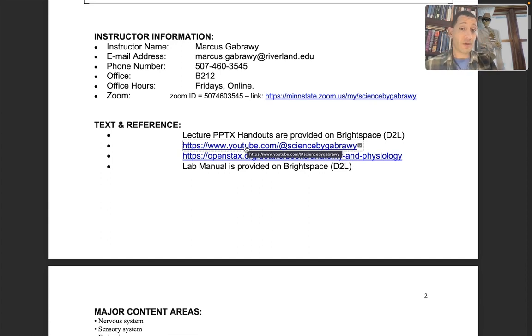Now you want to print them out. They're in PowerPoint format, so you can turn them into a PDF and print them off as 6 slides per page, so you save paper and that kind of thing. But that's up to you.